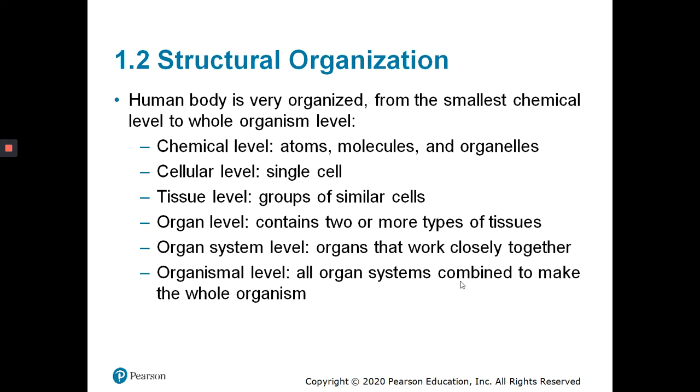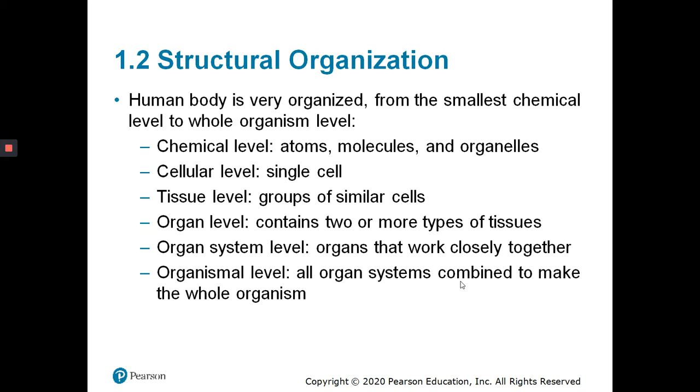Right, structural organization. The human body is very organized from the smallest chemical level to the whole organism. And I can guarantee you will see this on your test. You will need to know these different levels of organization. So we start out at the chemical level with atoms, molecules, and organelles. And then those make up cells. Cells then make up tissues. Tissues then make up organs. And then organs make up organ systems. And then all of those organ systems working together make up the organism itself, right?